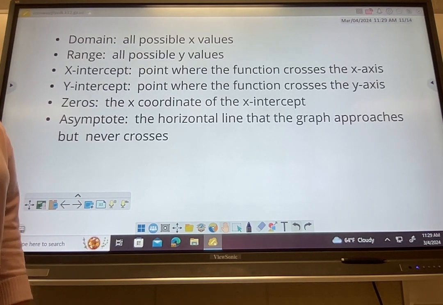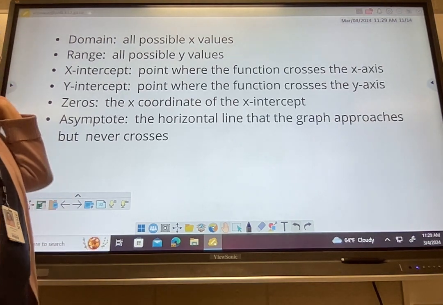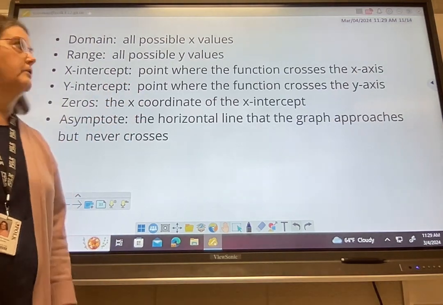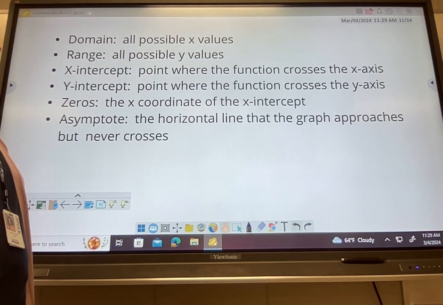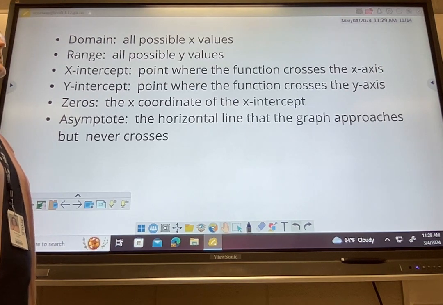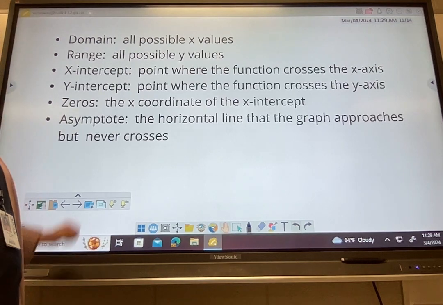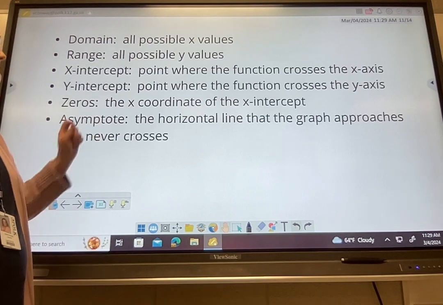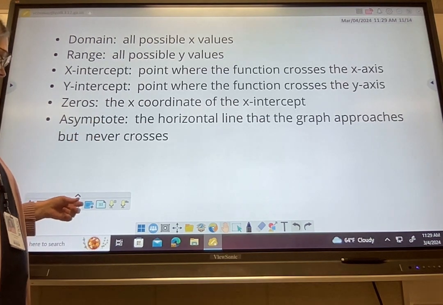Domain. Remember domain from earlier lessons. It's all your possible x values. Your range is all the possible y values. The x-intercept is the point where the function crosses the x-axis. The y-intercept is the point where the function crosses the y-axis. Zeros, that's the x-coordinate of the x-intercept, and asymptotes, the horizontal line that the graph approaches but never crosses.